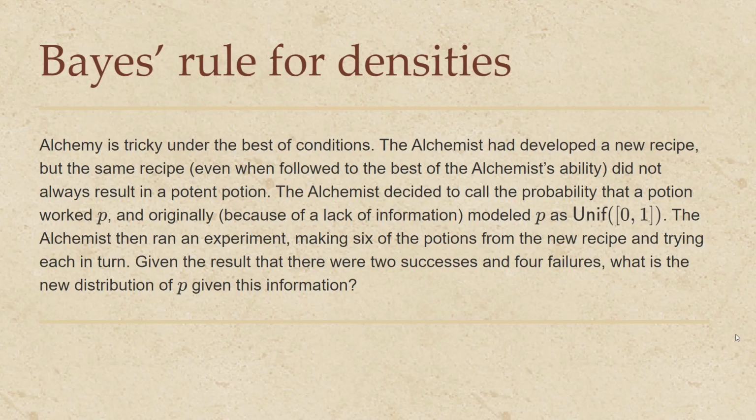The alchemist then ran an experiment, making 6 of the potions from the new recipe, and trying each in turn. Given the result that there were 2 successes and 4 failures, what is the new distribution of P given this information?